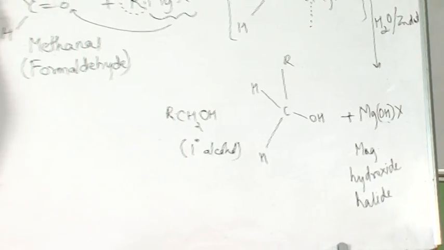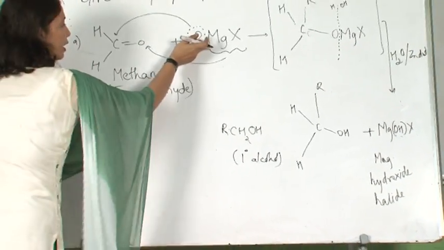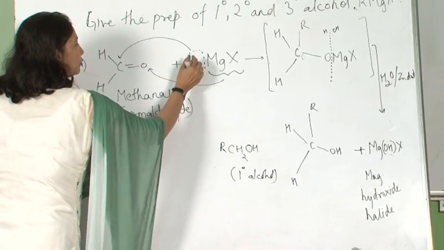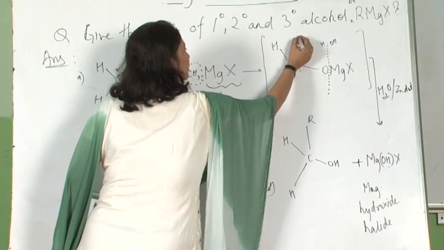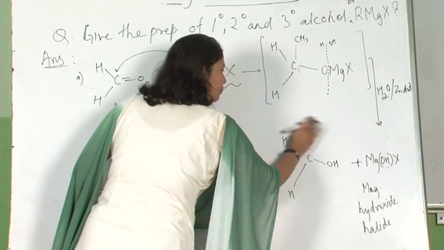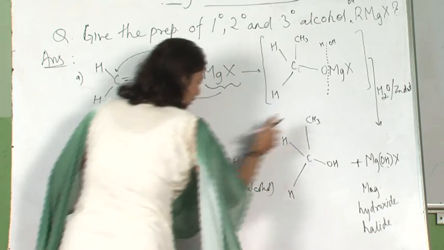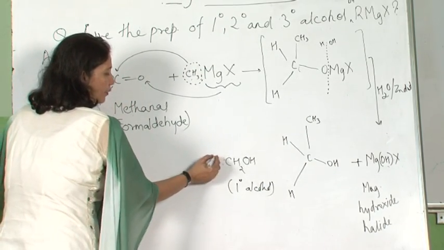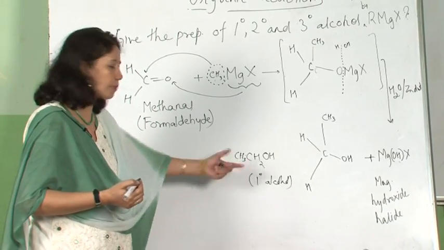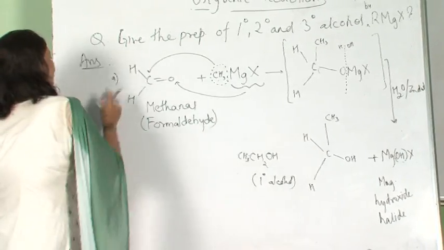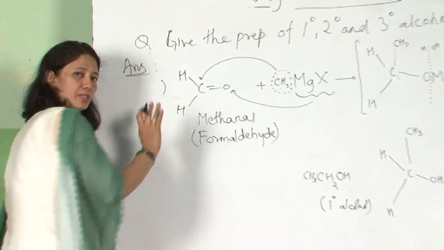Now, I hope you have understood. Suppose here R I am taking CH3, then this R would have been CH3, this R would have been CH3, this R would have been CH3, and ultimately what I have drawn is ethanol. Ethanol is a primary alcohol. I hope everyone has understood this part.